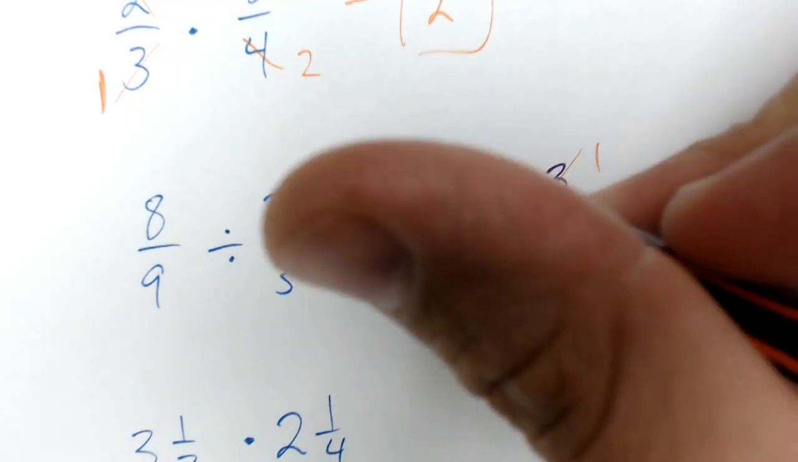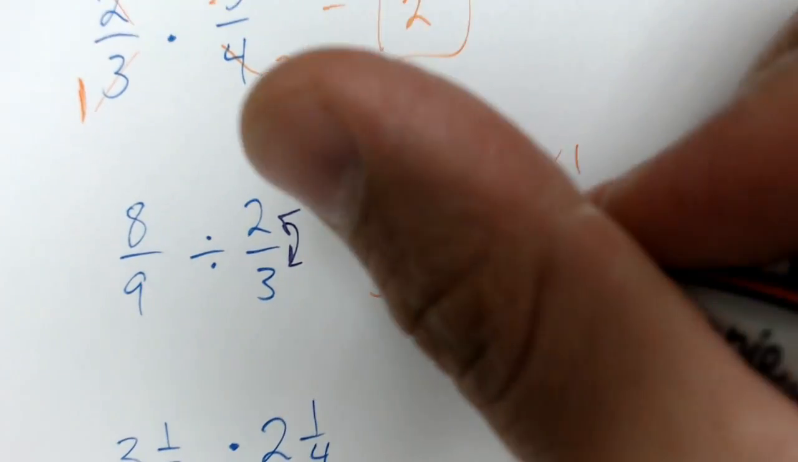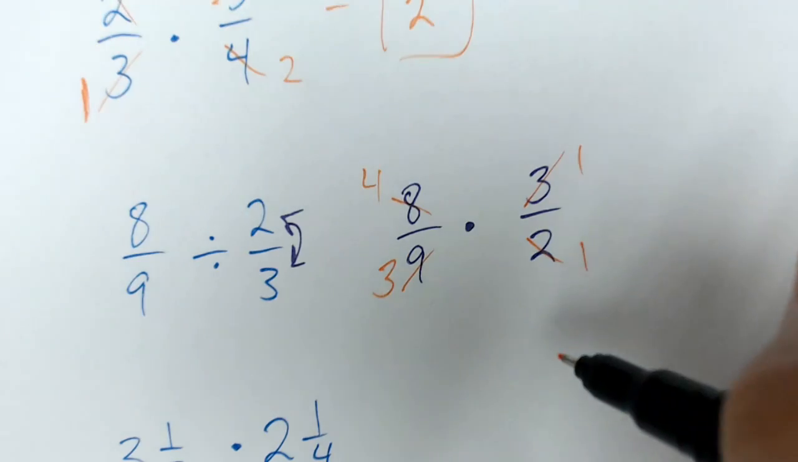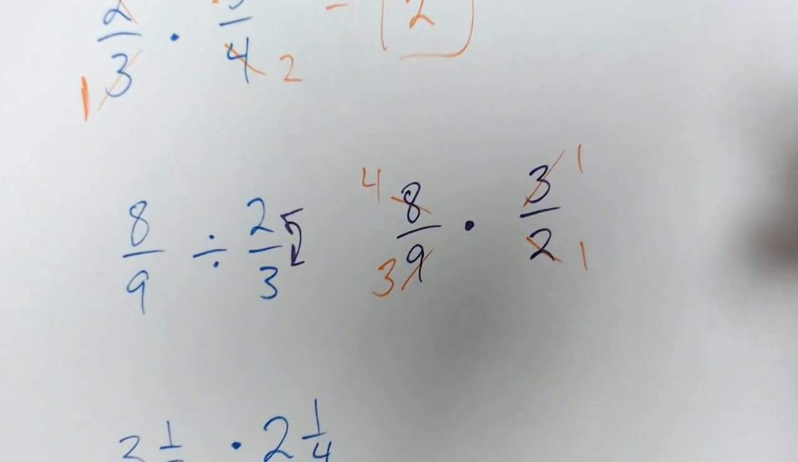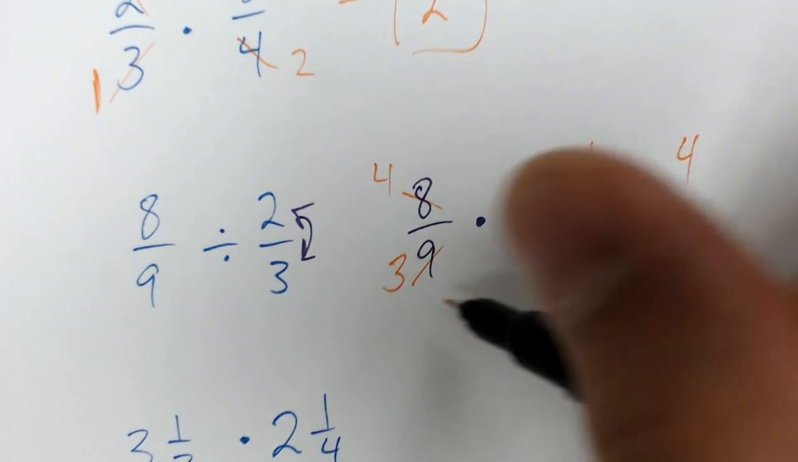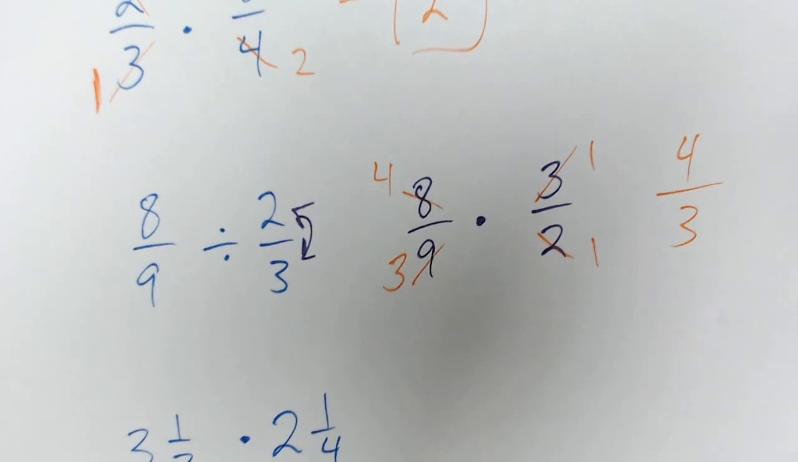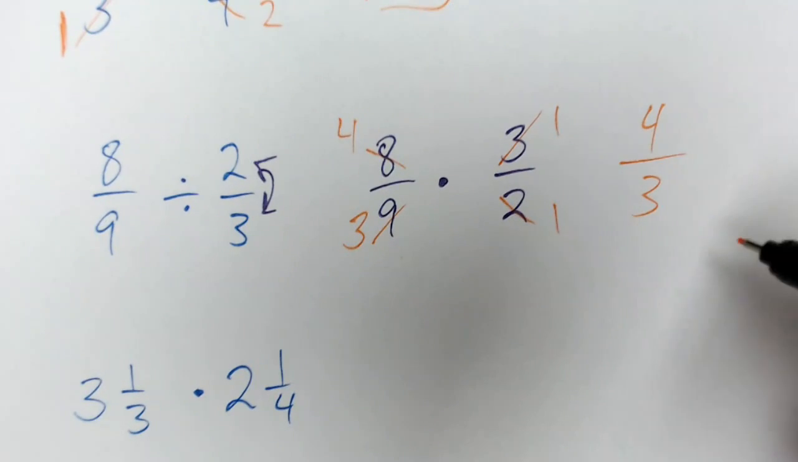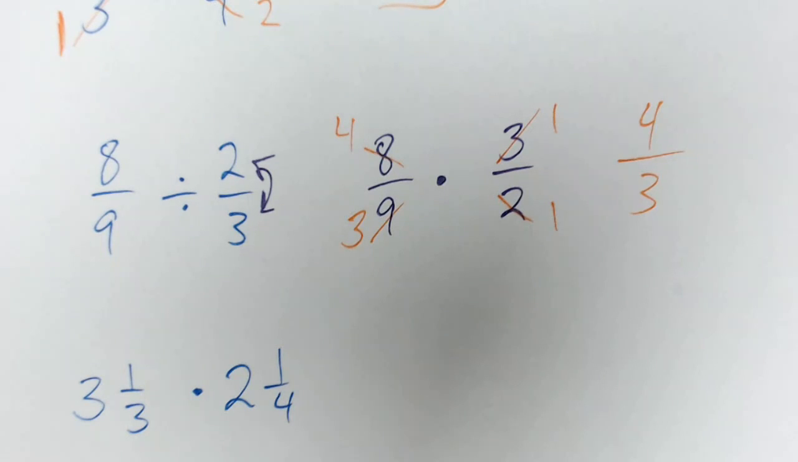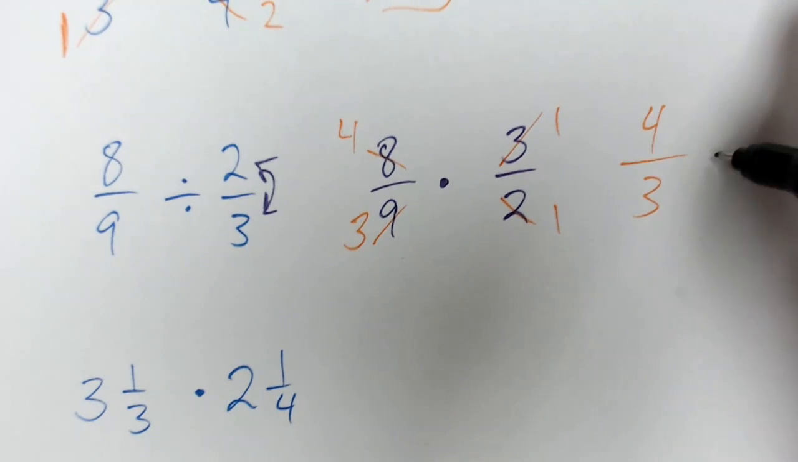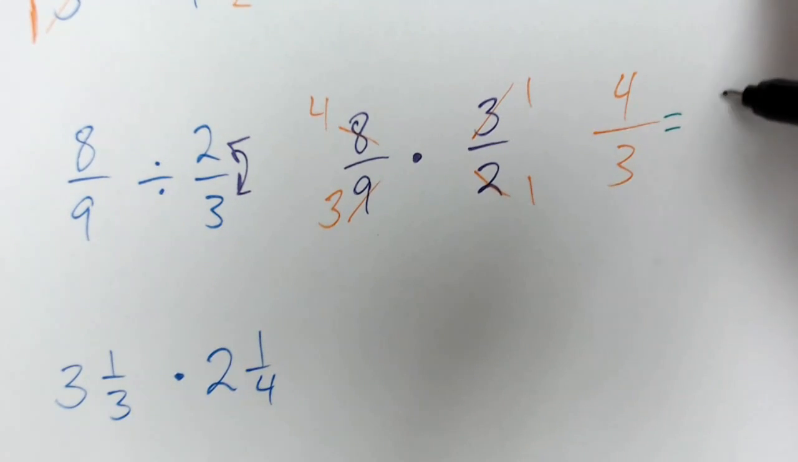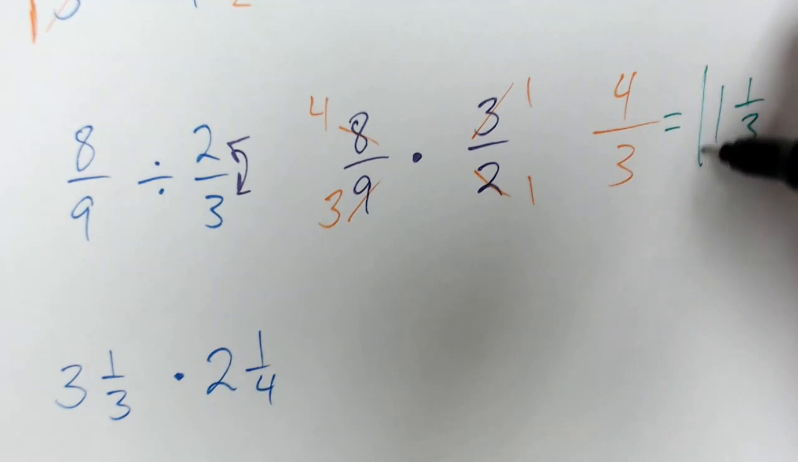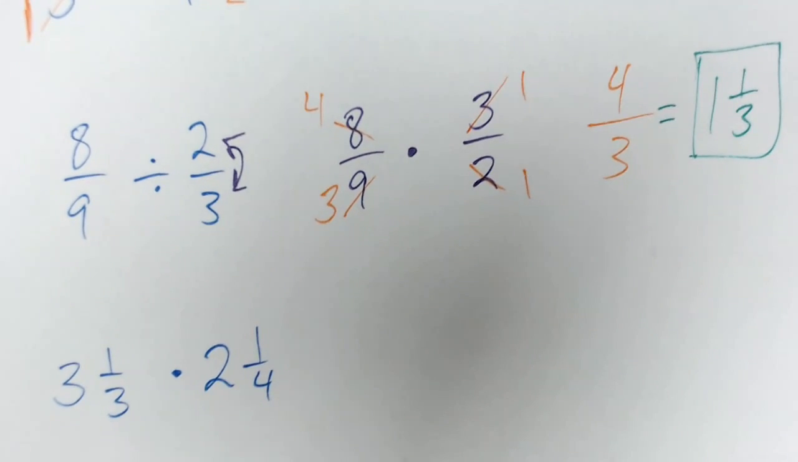And then I've got 8 and 2. 2 goes into 2 once. 2 goes into 8 4 times, so I've reduced that one. Now I multiply. 4 times 1 is 4. 3 times 1 is 3. So 4/3. But then I'm going to go ahead and write my final answer in proper form, not as an improper fraction. So that goes into 1 and 1/3. And that's my final answer.